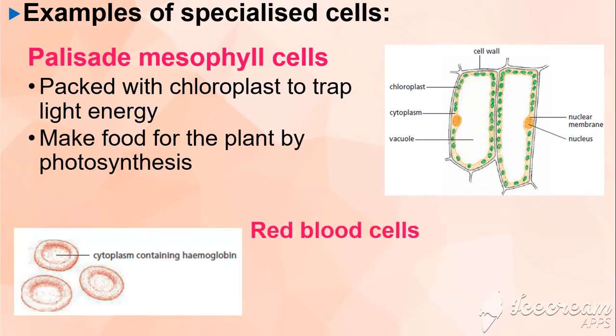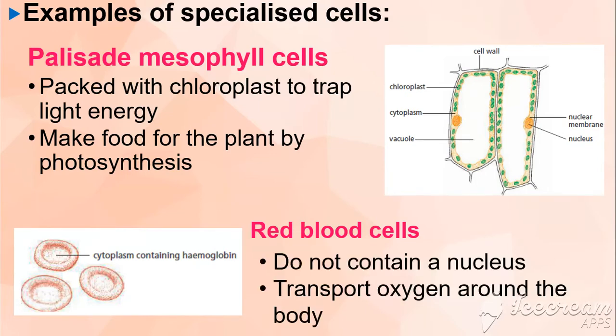Meanwhile, red blood cells are distinctive because they have no nucleus when mature. They are tiny disc-like cells which contain a red pigment called hemoglobin. This readily combines with oxygen, and their function is to transport oxygen around the body.